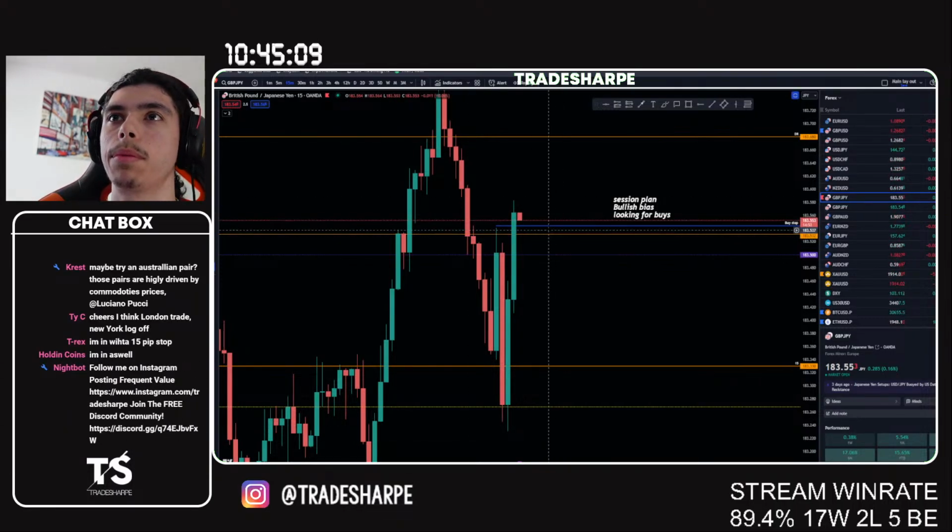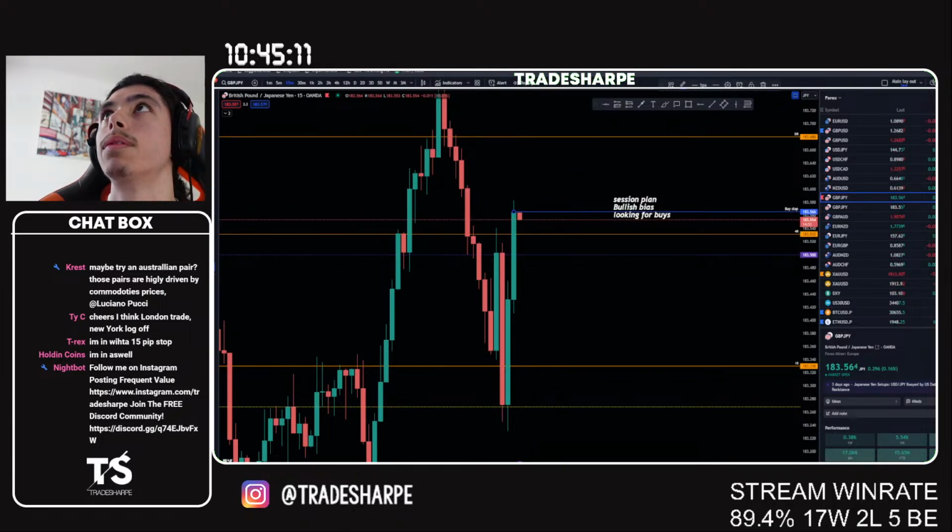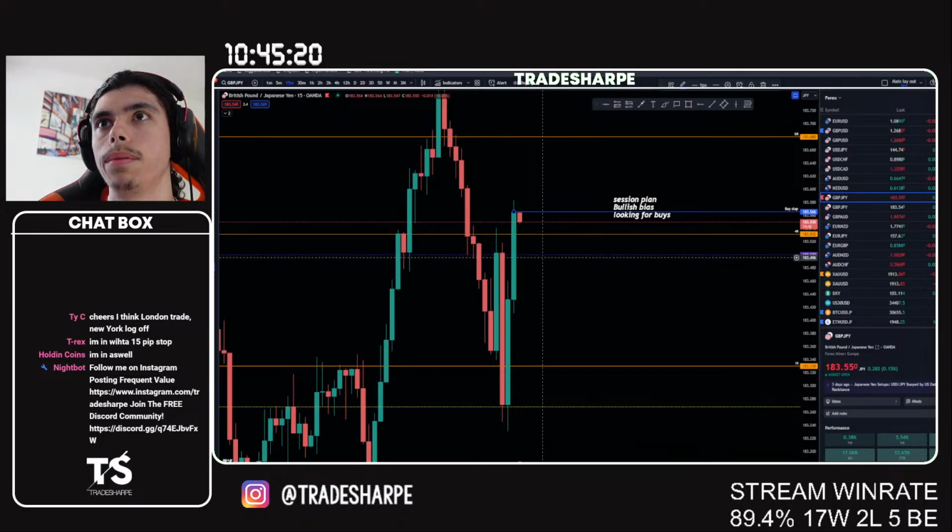So yeah, as this candle flips, I'm gonna take a buy as this candle flips. So as the candle flips, I will be taking a buy. Stop loss will be below the previous 15.